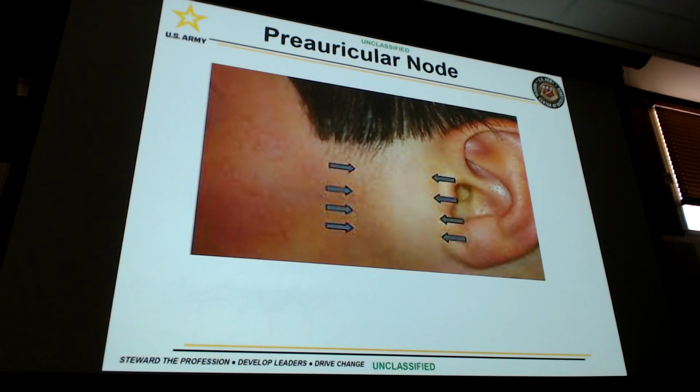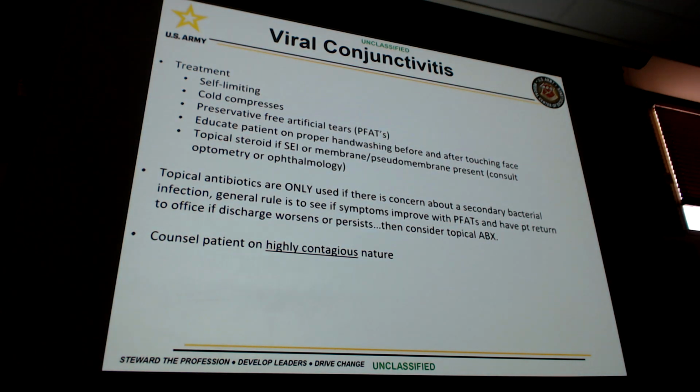This is a picture of the preauricular nodes. Not a great picture, but they are swollen. Okay, so again, how do you treat it? It's self-limiting, so you don't really have to treat it. The main thing is you're going to want to counsel the patient, if it's an adult, that they need to wash their hands and not touch anything.